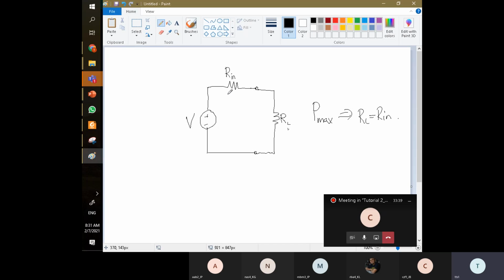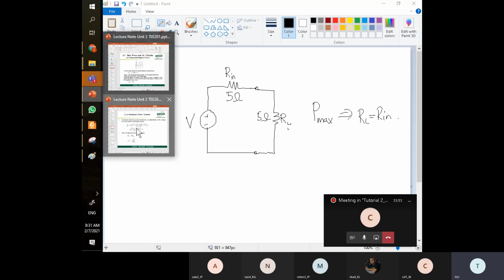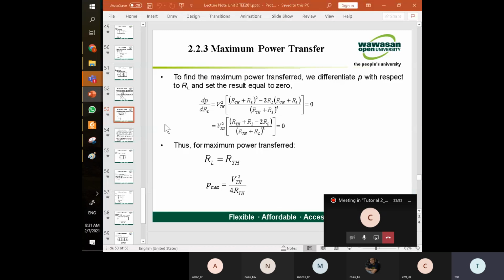Example, let's say here is 5 ohm. So your RL must be 5 ohm also, if you want to achieve the maximum power. All this can be proved by using all these equations here. Your RL must equal your R Thevenin. In short, your load must be equal to this for the maximum power transfer.